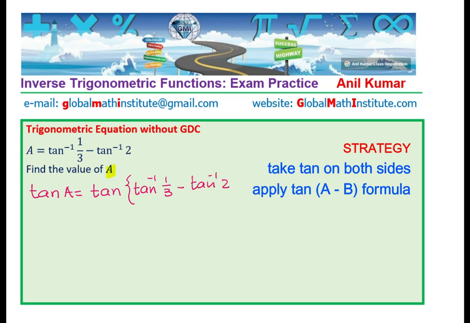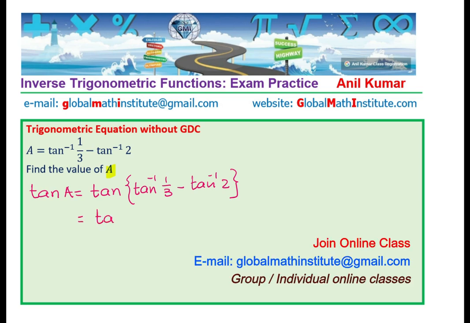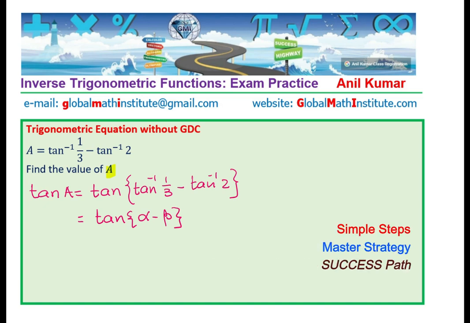tan inverse of 2. Now, tan inverse of 1 over 3 is an angle, right? And tan inverse of 2 is also an angle. So let us say that these angles are alpha and beta. So we can write this as alpha minus beta, right? So we have tan of alpha minus beta with us. We can now expand it, find the value of alpha and beta, substitute and get the answer. Do you see the strategy which we can adopt here, right?